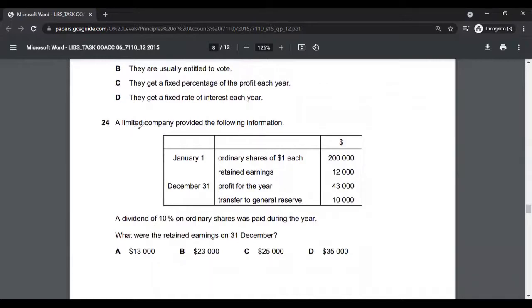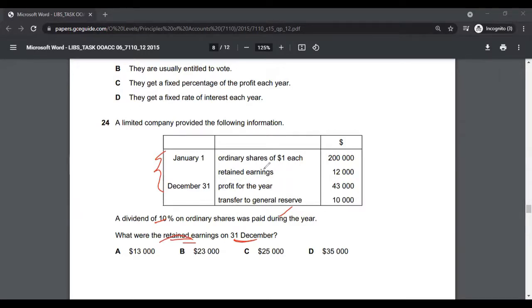Multiple choice 24. A limited company provided the following information. So you have this information here available. A dividend of 10% on ordinary shares was paid during the year. What were the retained earnings for 31st December? So you have to calculate the retained earnings for 31st December.